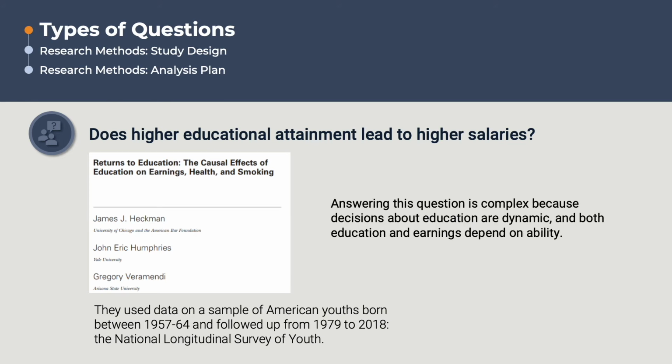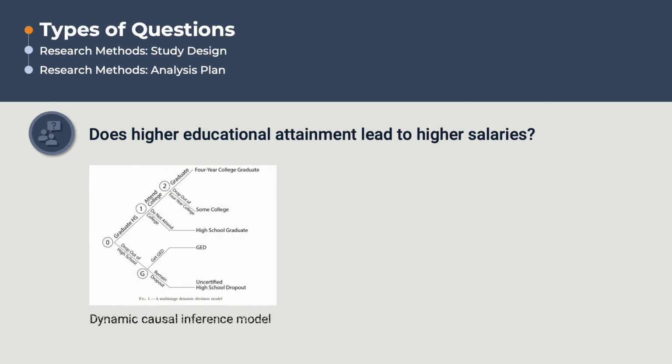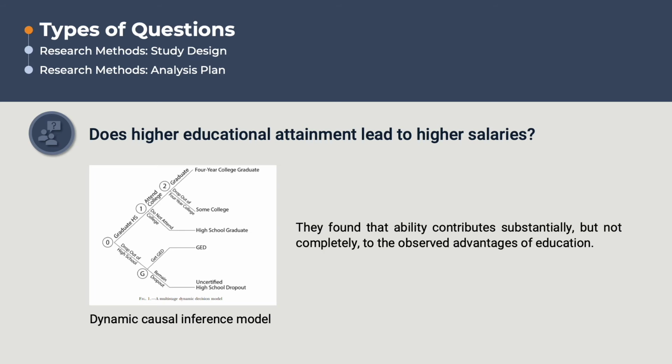Answering this question is complex, because decisions about education are dynamic, and both education and earnings depend on ability. They used dynamic causal inference models to quantify the effect of education on earnings. Ability influences both achieved education and earnings, and decisions about education are taken at different stages. They found that ability contributes substantially, but not completely, to the observed advantages of education.